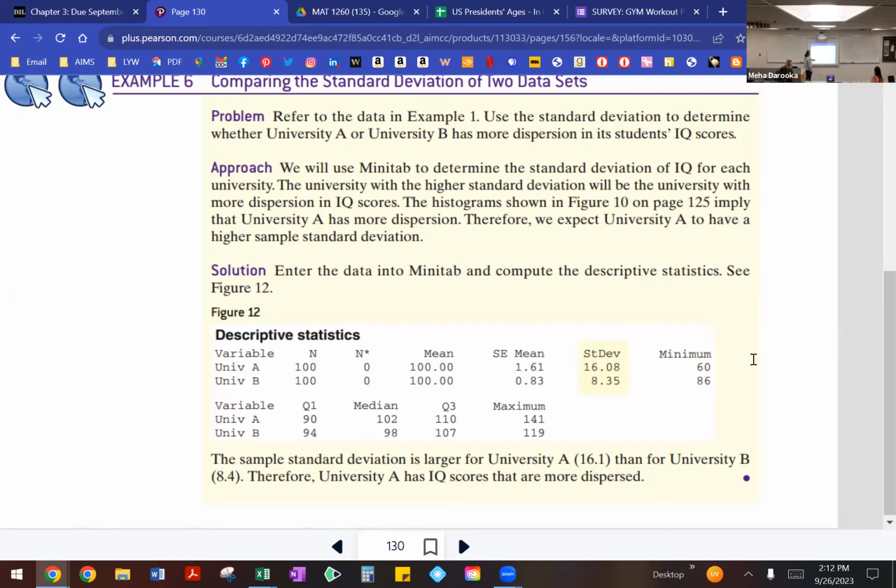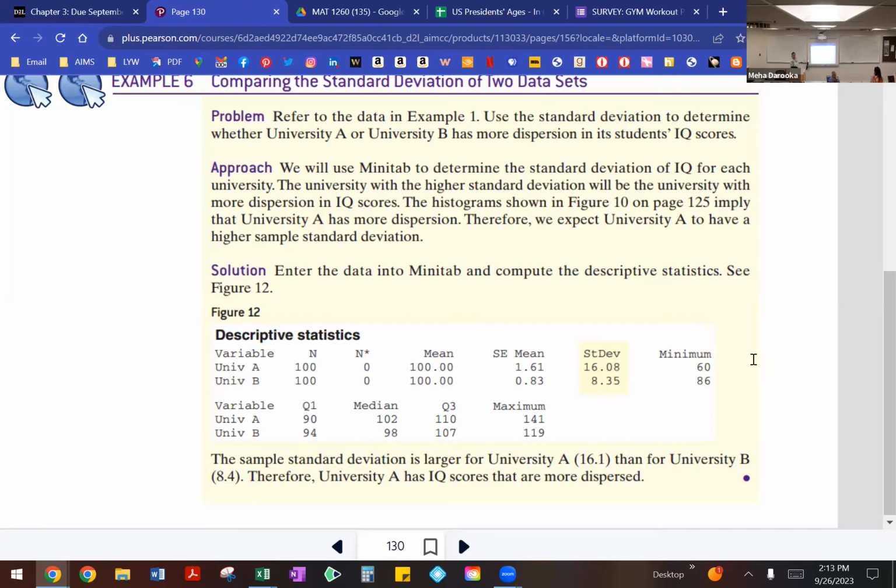So look at the two numbers here. There's a difference of double almost there. You have 8.35 for University B, 16.08 for University A. So what does that tell you in terms of IQ scores? If there's more dispersion on University A and less on University B. Because if the mean is 100, we're saying that's the IQ score mean, right? And the standard deviation comes out to be 16.08 for University A.